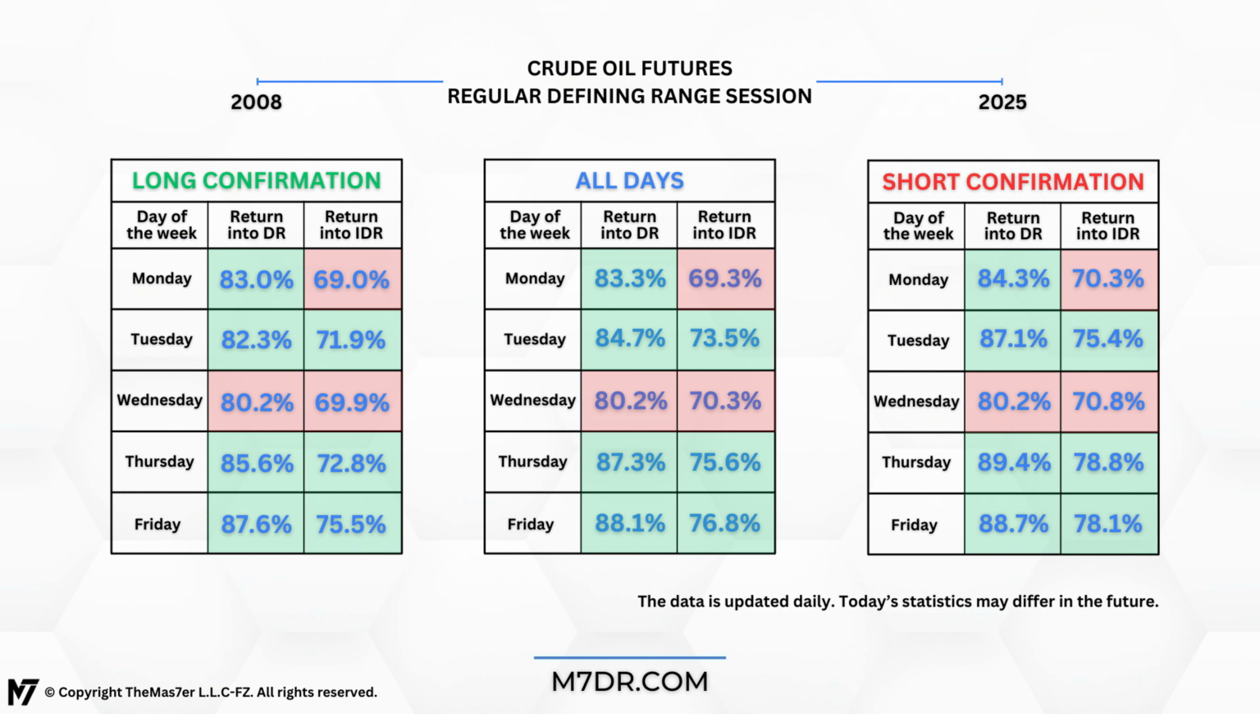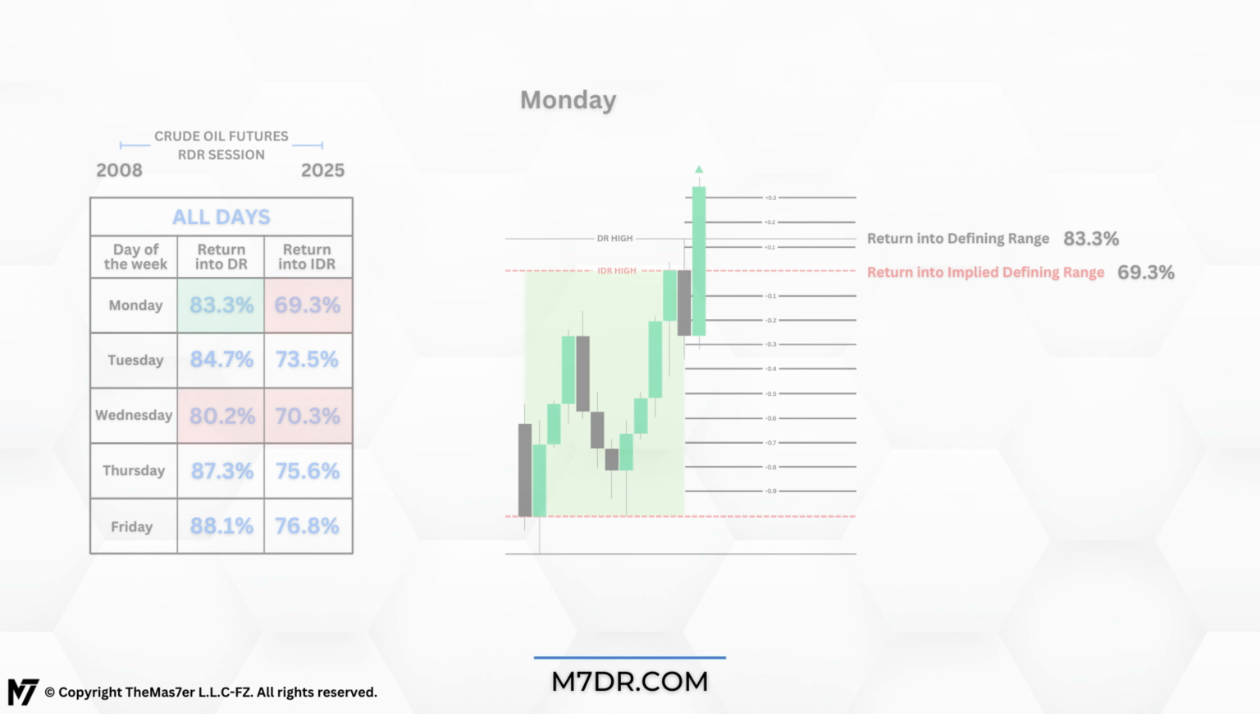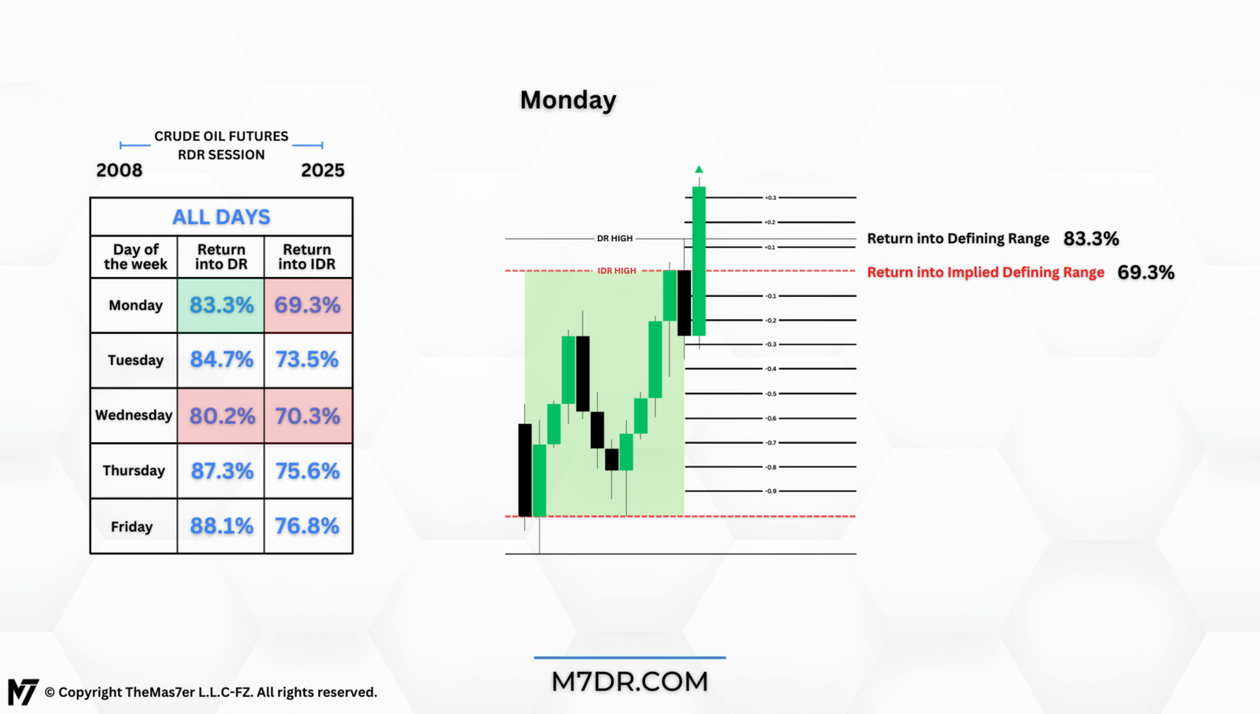When looking at all days, what insights do you get here? Crude oil futures has a high percentage to return back into the defining range after making a confirmation, except on Wednesdays, where it is slightly lower, sitting at 80.2%. For a retracement back into the implied defining range after a confirmation, not only Wednesday is lower with 70.3%, but also Monday with 69.3%. To visually demonstrate the insights, let's start with Monday.